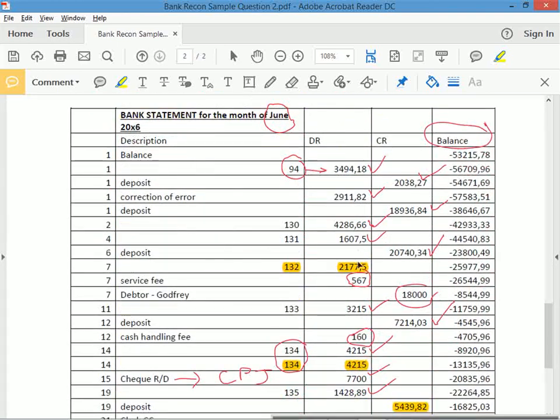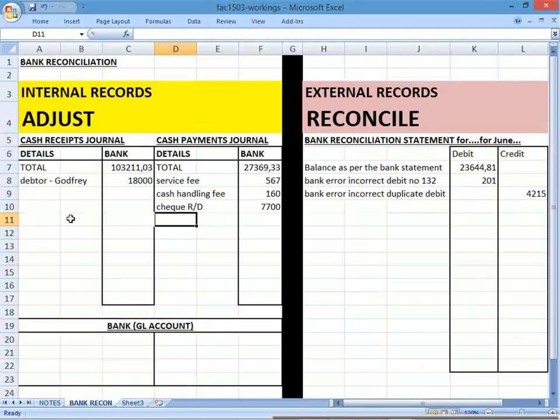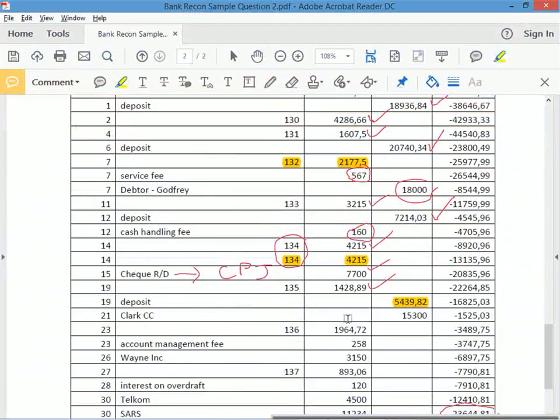So you're going to have to adjust. I'm going to have to move this through to my cash receipts journal. Incorrect deposit. The deposit should have been more. It should have been 400 Rand more. Is it 400 Rand? You checked? Okay, one amount minus the other.